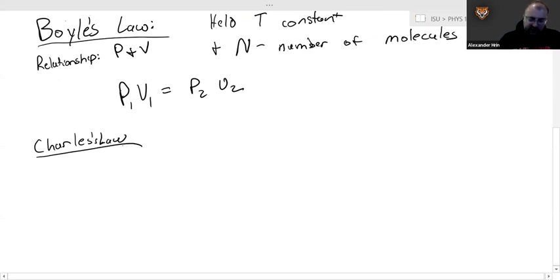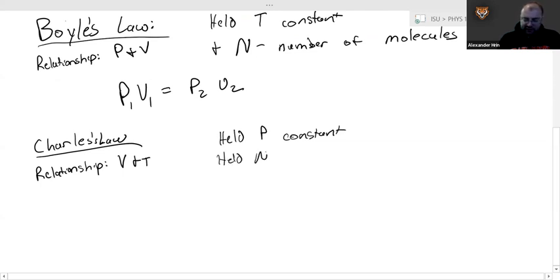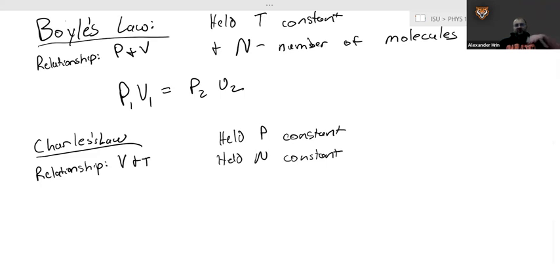Charles' law. The relationship that the scientist Charles was looking for here is between V and T. In order to do this, he had to hold P constant and N constant. N is just, again, the number of molecules. Holding pressure constant, you probably still want a cylinder that was free to move, but you'd let it adjust on its own to atmospheric conditions.